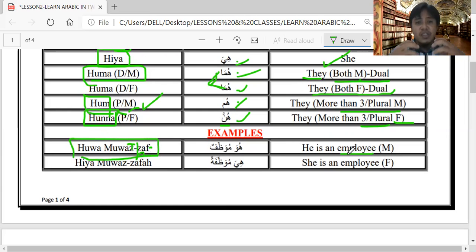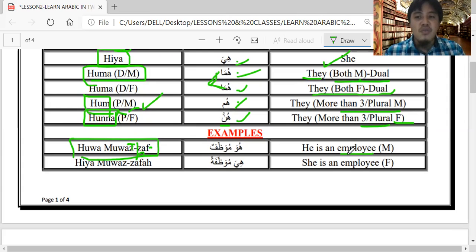So you can now start to collect your own vocabularies, nouns. For example, if you want to say he is an engineer, I will say huwa muhandis, huwa muhandis. And if I want to say he is a teacher, I will say huwa muallim, huwa muallim.